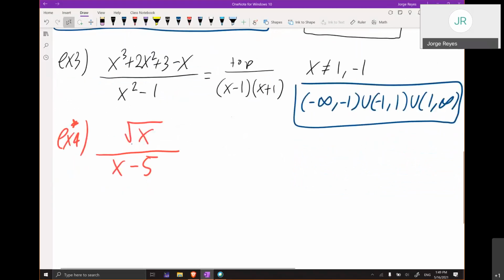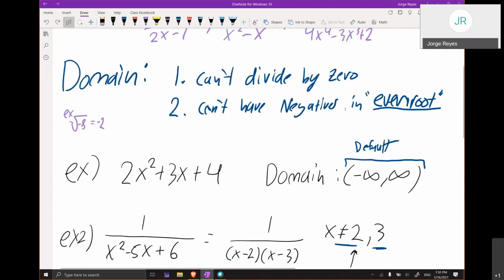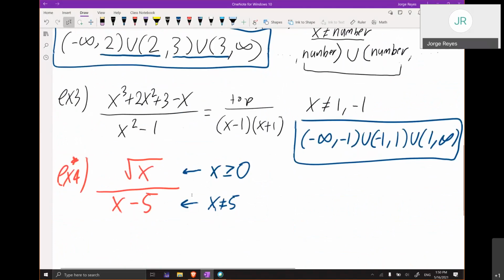We see that from the bottom, we don't want 5. Hopefully we all understand. But now we have a square root, and that's an even root. So that's the other rule that we care about: we can't have negative signs. So from the top, x should be nonnegative. These are the two things I should get from this rational expression. So I need to combine these, or find the intersection, which is not that hard.